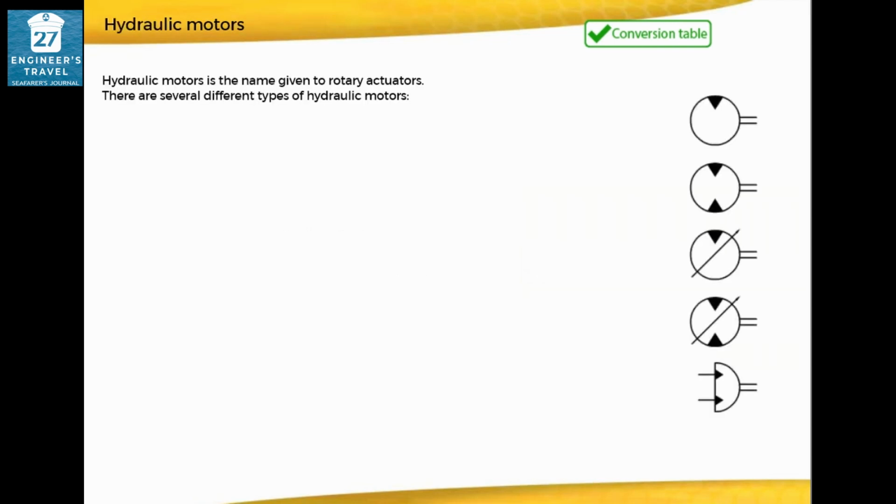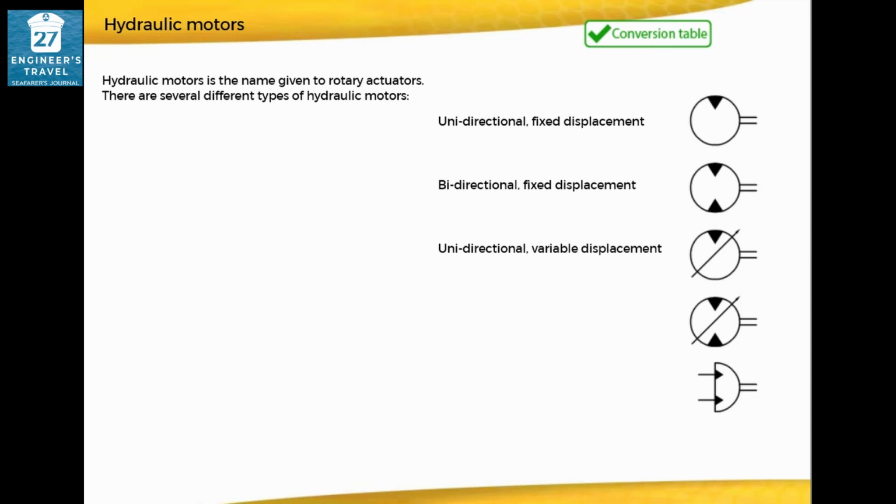Hydraulic motors is the name given to rotary actuators. There are several different types of hydraulic motors. Unidirectional fixed displacement, bidirectional fixed displacement, unidirectional variable displacement, bidirectional variable displacement. Semi-rotary motor.